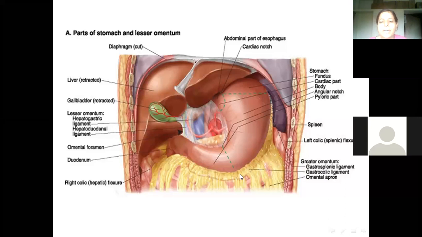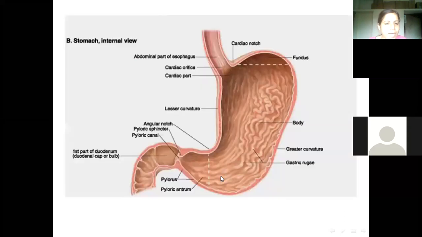Gastrosplenic ligament. So there is one thickening between this greater curvature of the stomach and transverse colon. You call it the gastrocolic ligament. Okay, so overall the greater omentum is a very big peritoneal covering which is hanging in the peritoneal cavity and which covers the abdominal cavity like a big apron. Okay, so that is the omental apron.